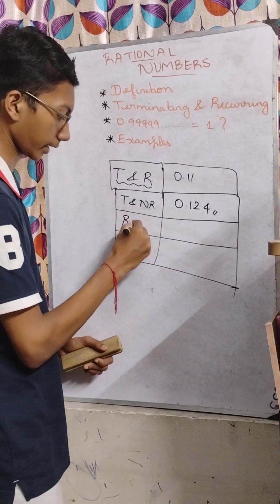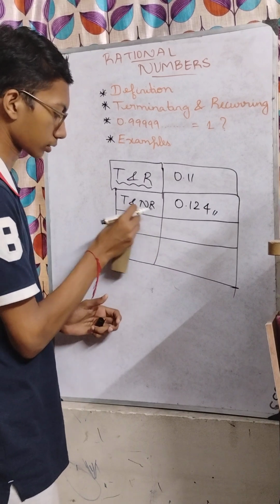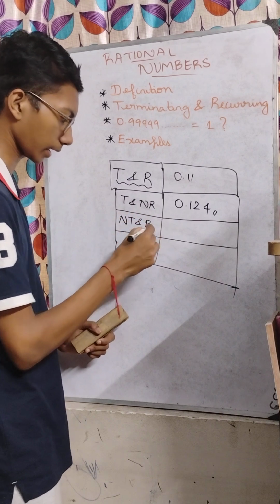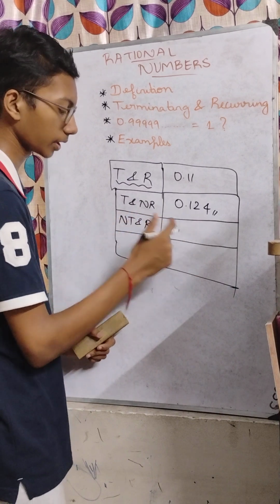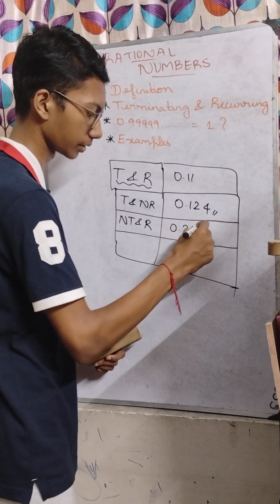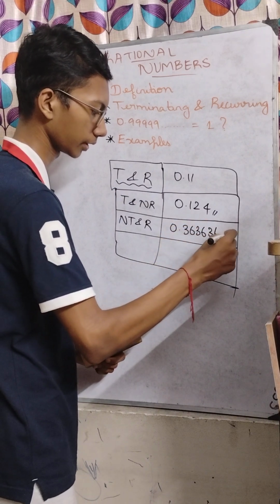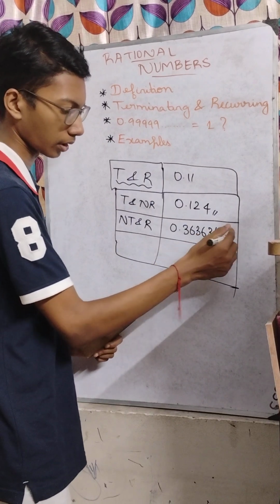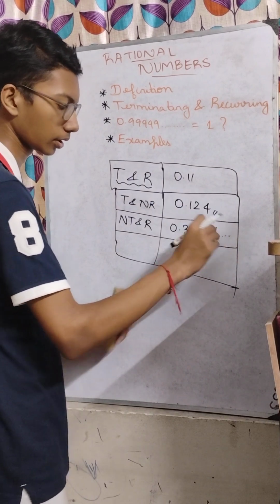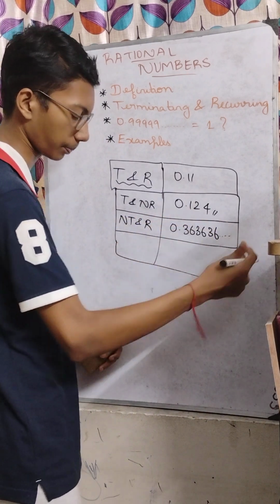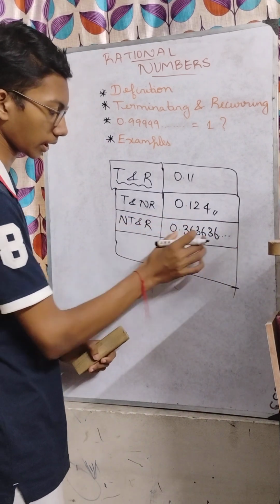Now let's get to recurring. Okay, let's first write terminating. So we have non-terminating and recurring. So it does not stop, but it repeats. For example, let's take 0.363636 and it goes on. This is not terminating because it does not have any full stop at the end or any other specific numbers at the end, and it is recurring because it repeats. So this is non-terminating and recurring.